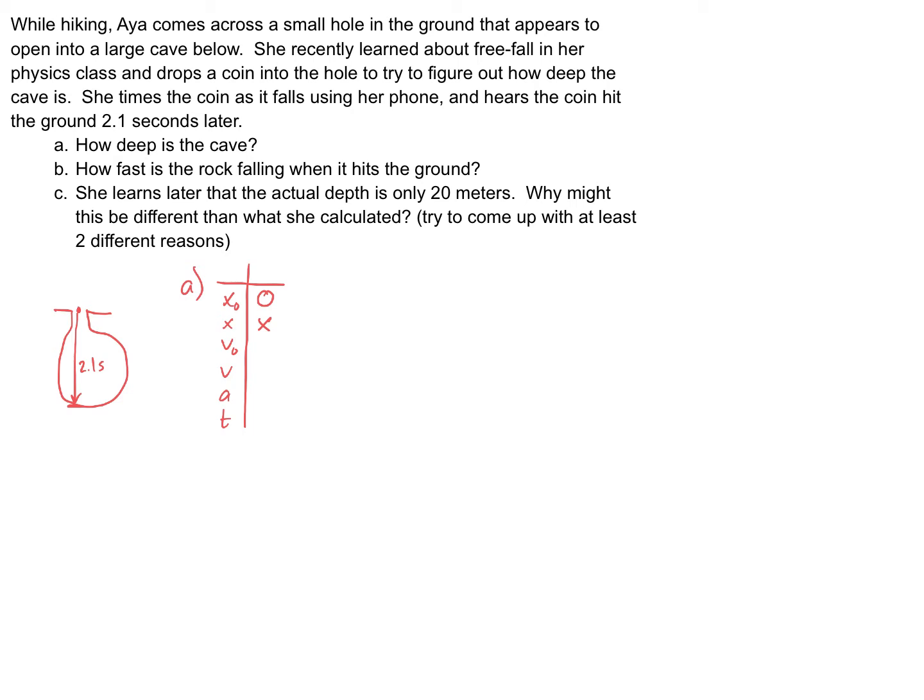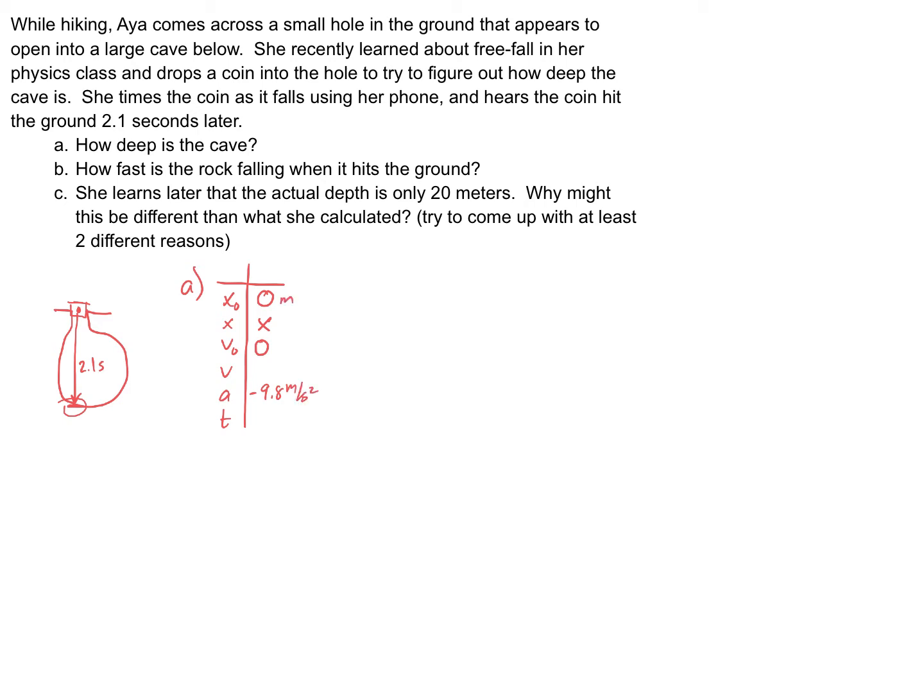V naught is the initial velocity. The initial velocity is how fast it's moving right here as she drops it. Not when she's holding it, but the instant she lets go, we're going to say that's close enough to 0 that we're going to put 0 there. The final v is the speed right as it hits the ground. I don't know what that is, so I'm not going to worry about it. Acceleration, well, as it's dropping, the only force acting on the coin is gravity. And so therefore it will be the acceleration of gravity, negative 9.8 meters per second squared.